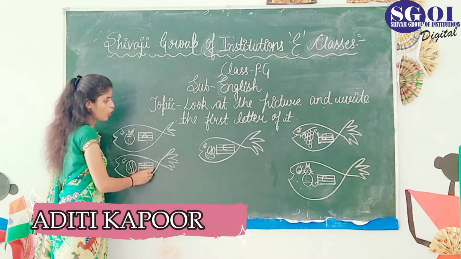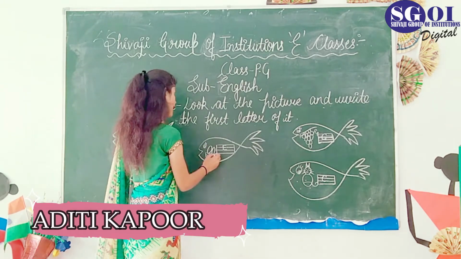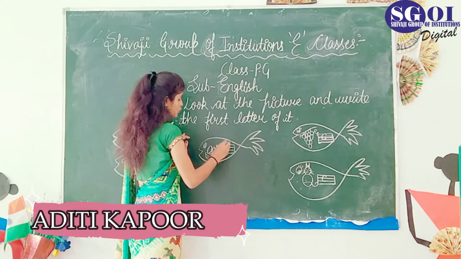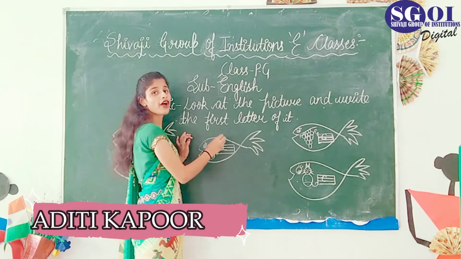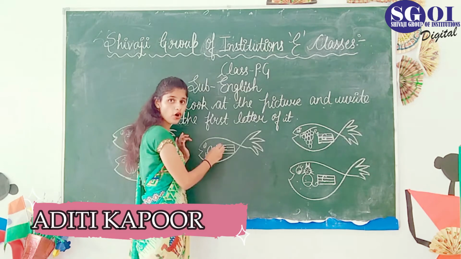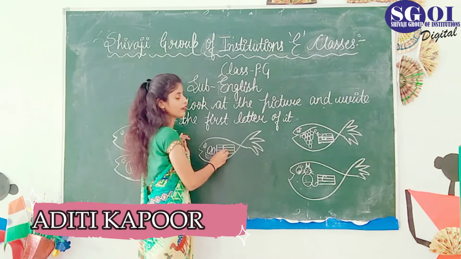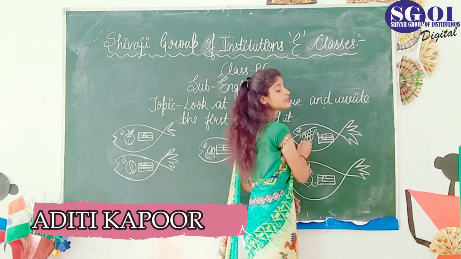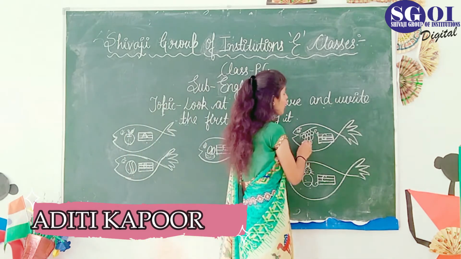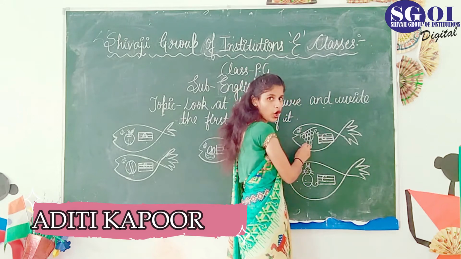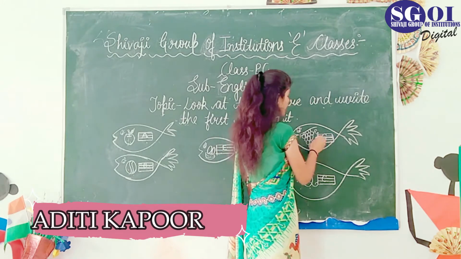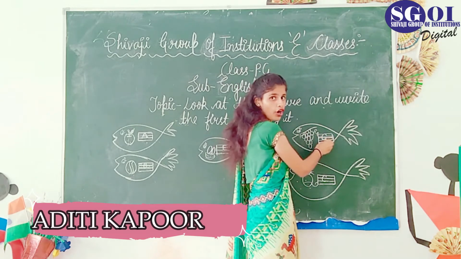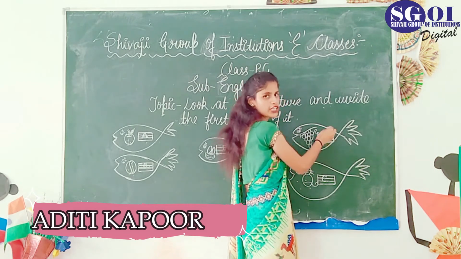B for ball. E for egg. E is the first letter of egg. So we write over here E for egg. And this is grapes. G for grapes. So we write over here the first letter of grapes, G.